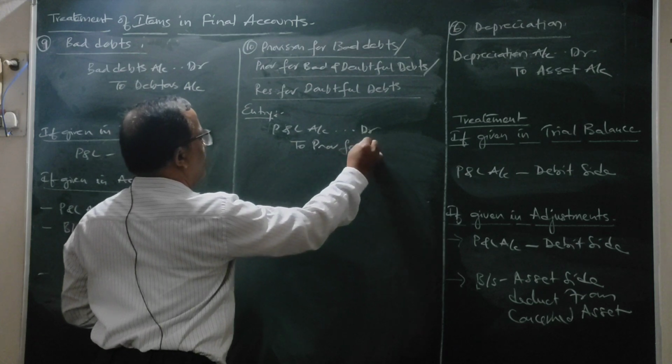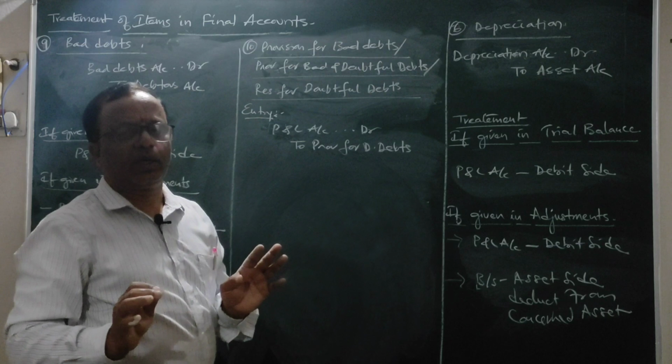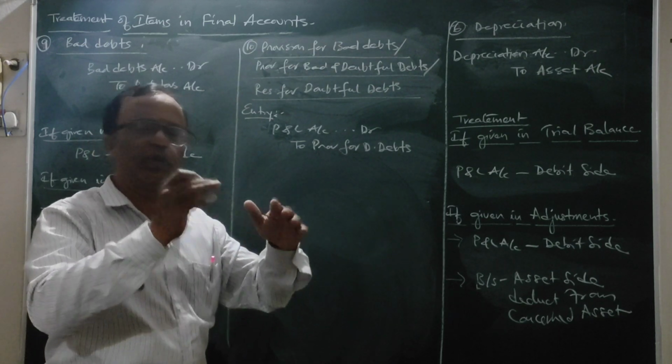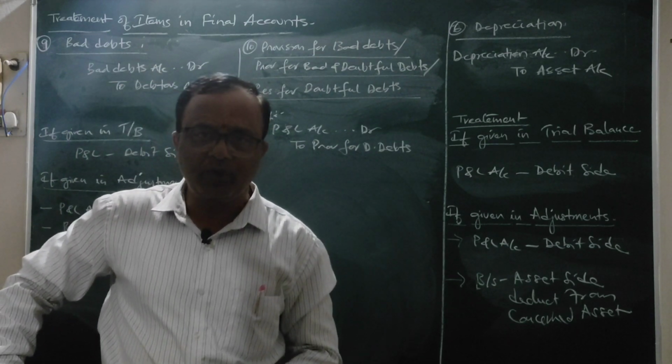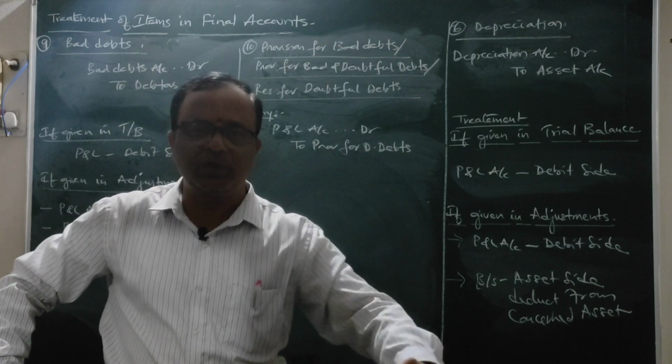Provision for doubtful debts. Remember, for any provision created, your entry will remain the same: Profit and loss account debtor to that particular provision. Just like provision for taxation, if it is being created. What is that? To pay the tax, money is needed. So for that, out of the income, some amount he is setting aside.